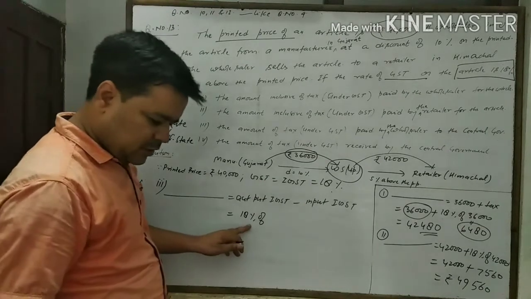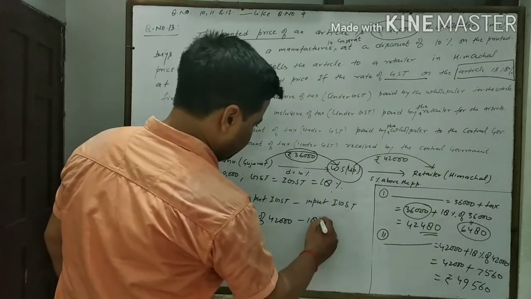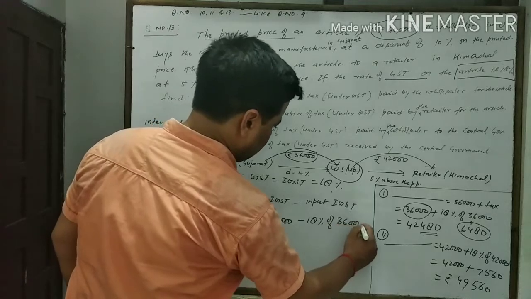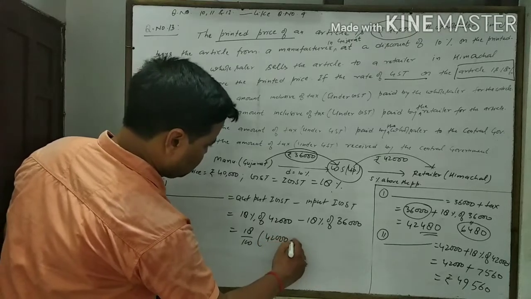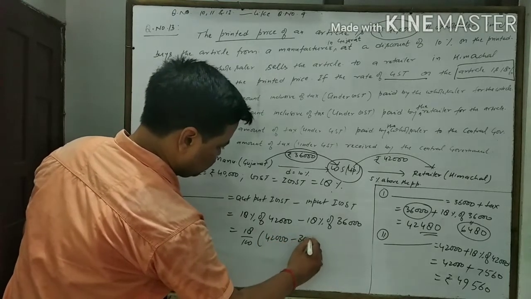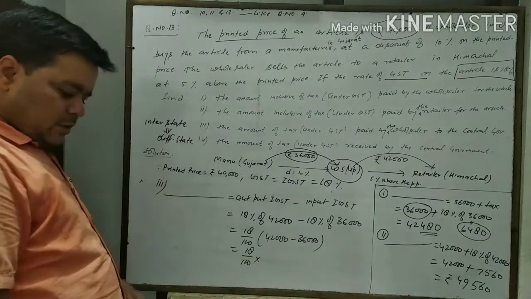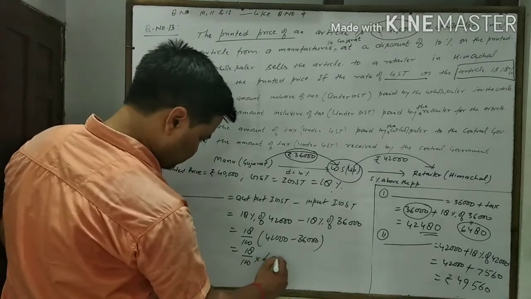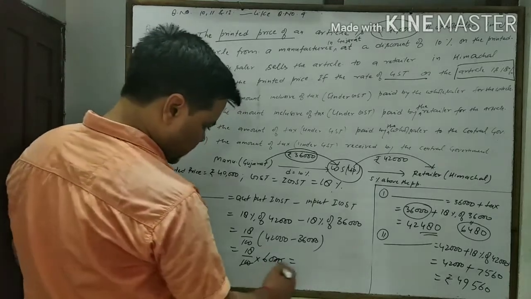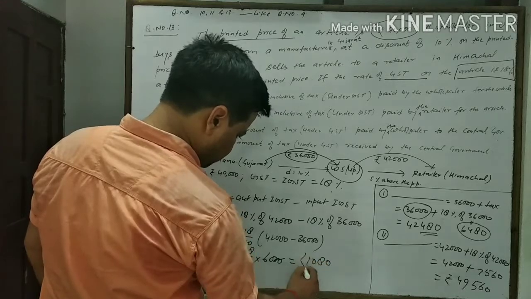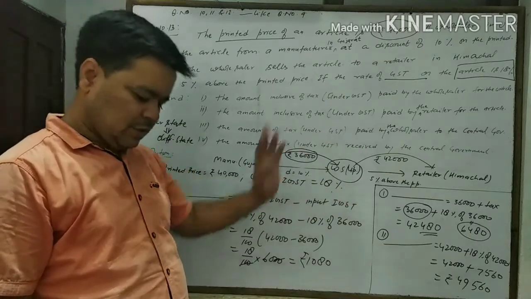So it will be 18% of 42,000 minus 18% of 36,000. Then if you take common, it will be 18 by 100 into 42,000 minus 36,000, and finally 18 by 100 into 6,000 rupees. After calculation we find that it will be 1,080. This is the amount of tax paid by the wholesaler to the central government.